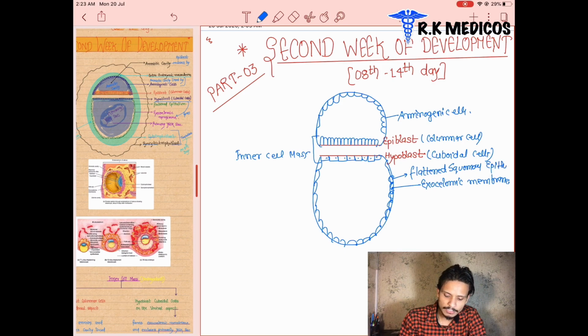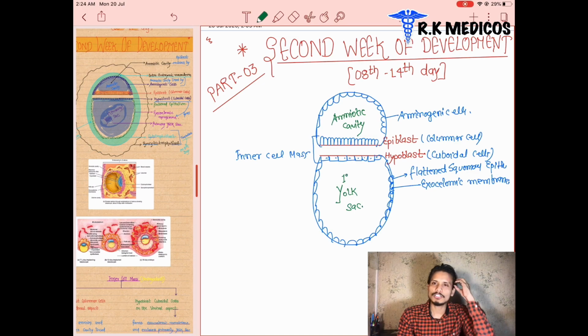So till now we discussed only two things. The cavity just above the epiblast is called the amniotic cavity, and what is the cavity just below the hypoblast? That is the yolk sac. This cavity is formed for the first time below the hypoblast, so it is called the primary yolk sac, and the one above is the amniotic cavity.